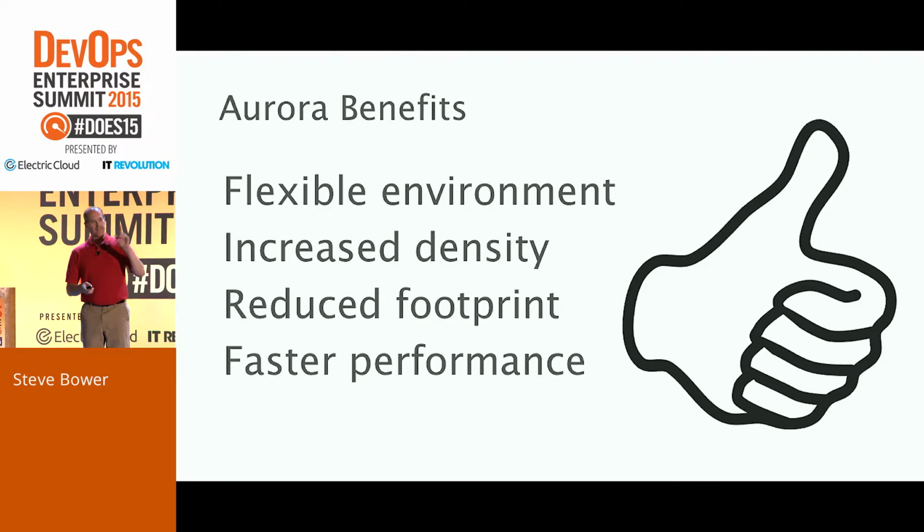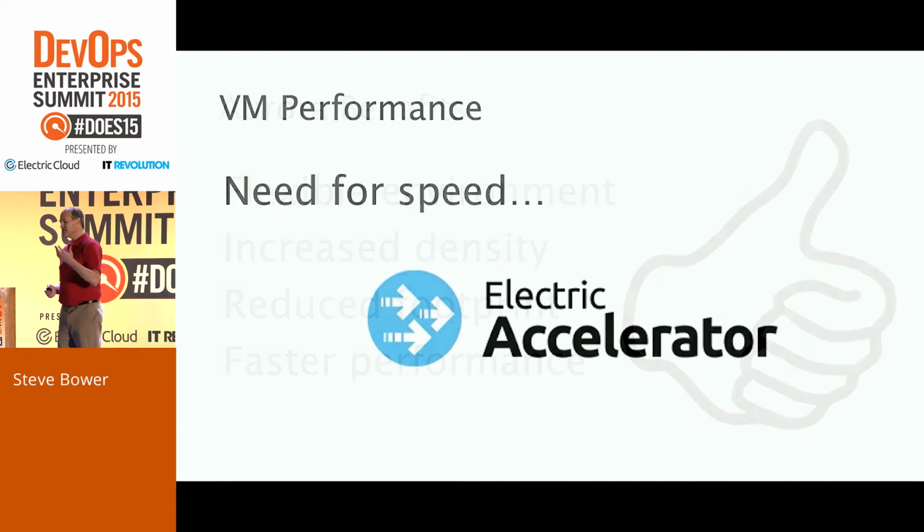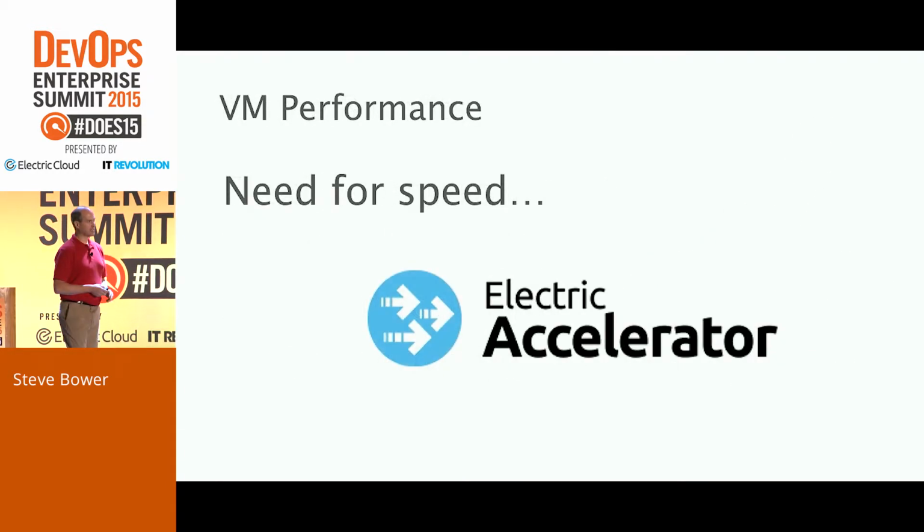So I think a couple of you are a little bit puzzled about this. We went from bare metal to virtual machines, and we've delivered faster performance. How did we do that? I said that virtual machines were slower, didn't I? And this is where ElectricAccelerator comes in.